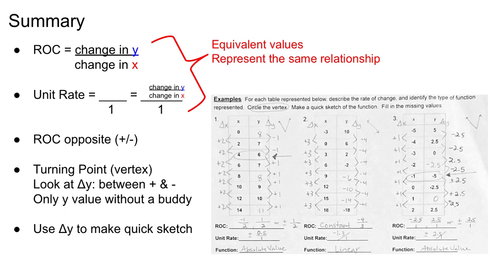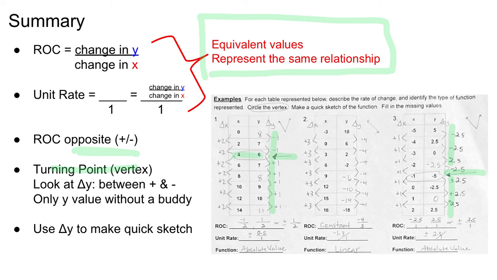In our summary, we've been having the definition of rate of change and unit rate. I just wanted to reinforce that these are equivalent values and they represent the same relationship. So for absolute value, rate of change will have opposites. It'll have a plus and a minus. Every absolute value has a turning point or a vertex, and you can find this by looking where there's the change from negative to positive. So all of these happen where I see negative and then positive, and it could be the reverse. It could be positive and then negative, but that change is what you're looking for.